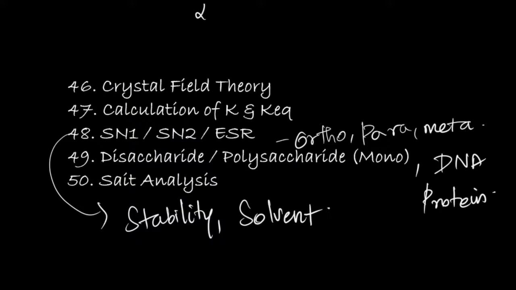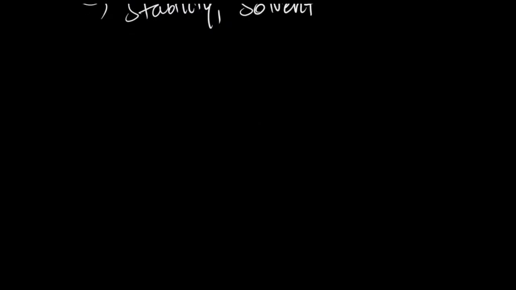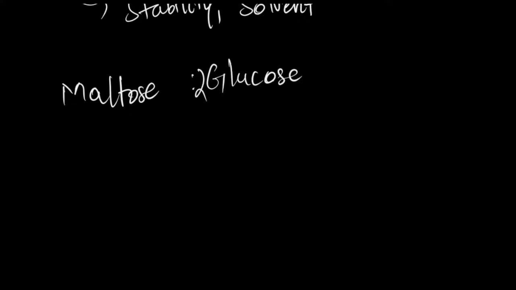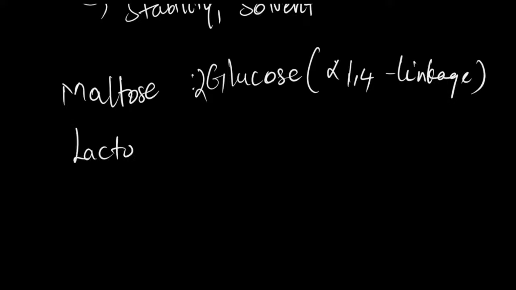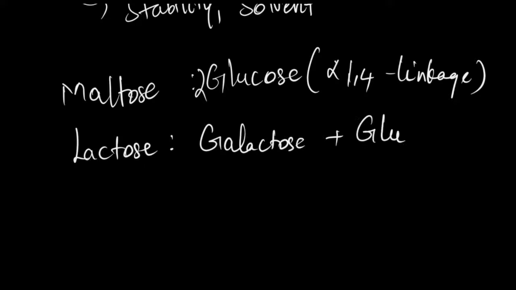So those related problems, like maltose, which upon hydrolysis will give you glucose and another glucose, connected with, I'm writing it right here. Okay, so maltose upon hydrolysis gives two glucose, and an alpha 1,4 linkage is there. And in the case of lactose, that is galactose and glucose, connected through a beta 1,4 linkage.